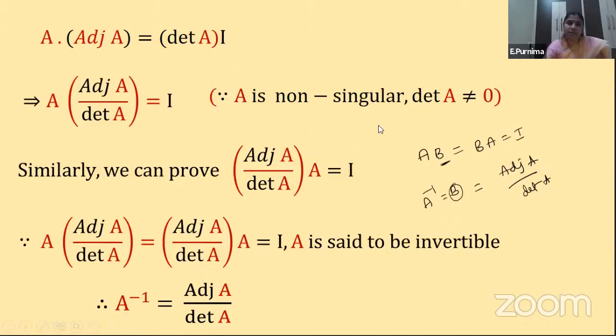Understood, children? So this is a very, very important theorem, children. We have to practice. This is important for 7 marks.